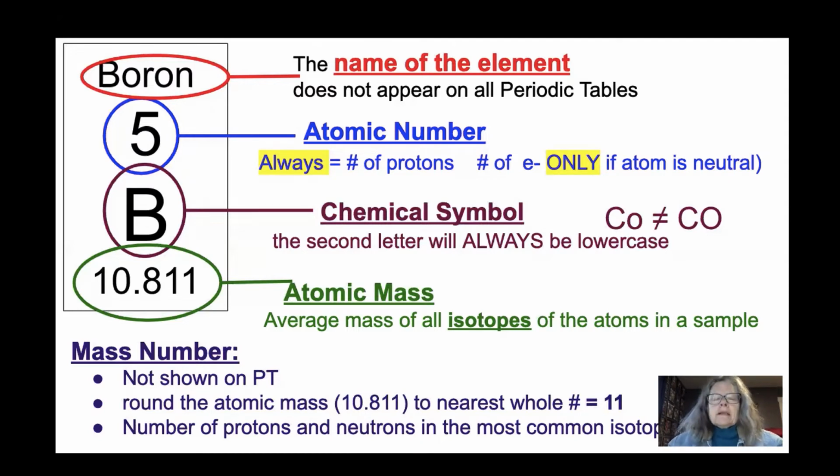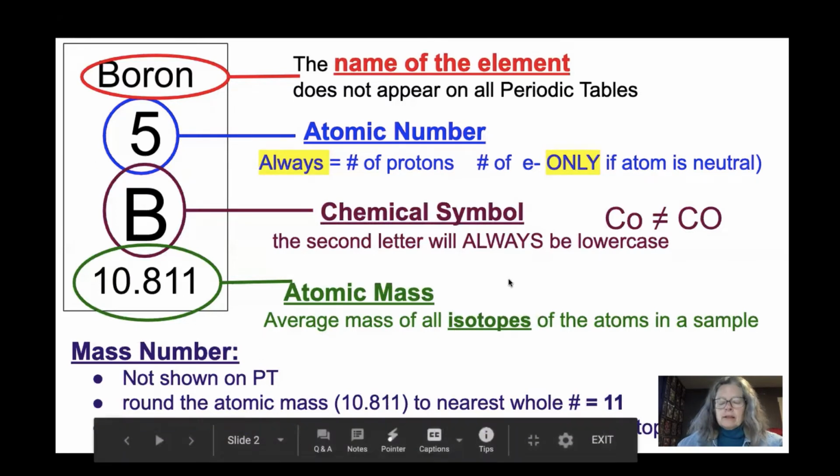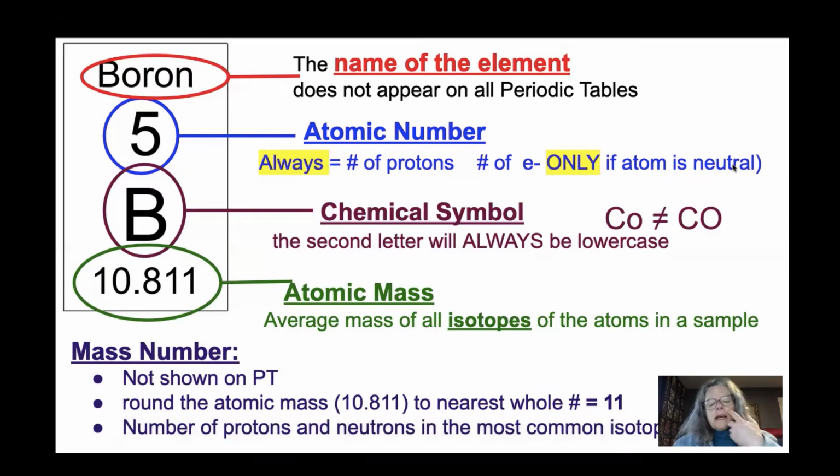So what the mass number tells you is the number of protons and neutrons in the most common isotope of whatever it is you're talking about. So there's that word isotope again. We'll get to it in a second. Keep this in mind, right? So the atomic mass is 10.811. And mass number is the number of protons and neutrons in the most common isotope.